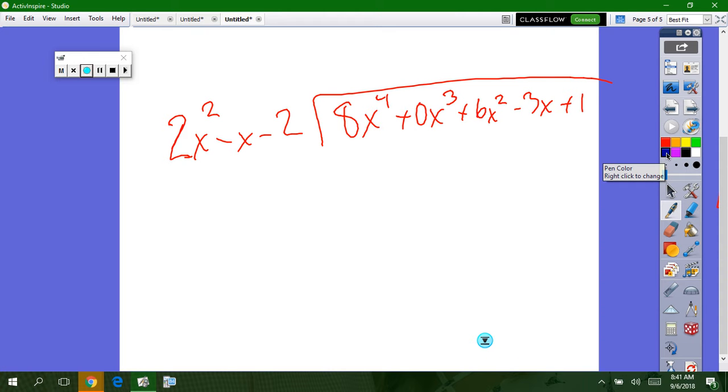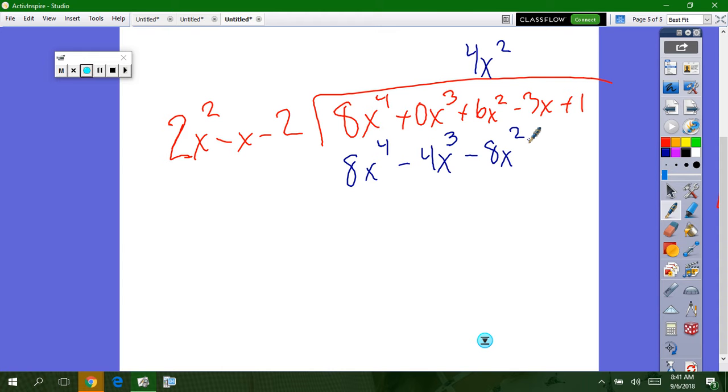Okay, here we go. So I say to myself, self, how does 2x squared become 8x to the 4th? I need a 4x squared, don't I? Because once again, 4 times 2 gives me my 8, right? X squared times x squared gives me my x to the 4th. Agreed? Okay. So I have 4x squared times that, which is 8x to the 4th minus 4x cubed minus 8x squared. Any questions on where I found that?